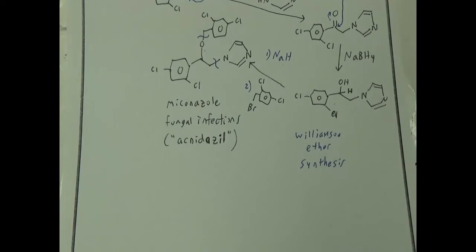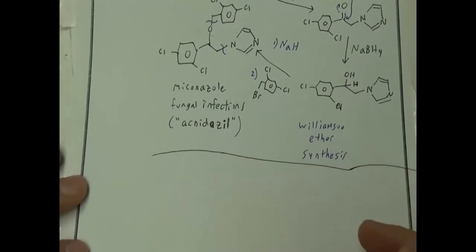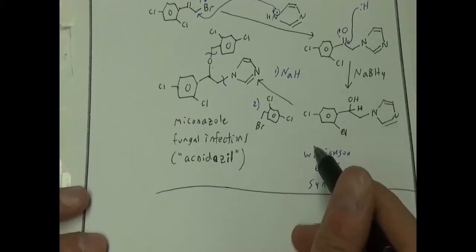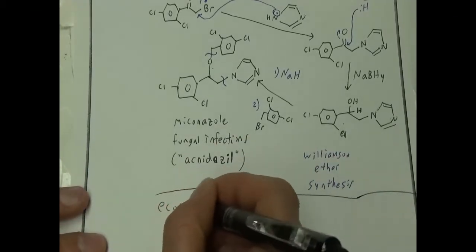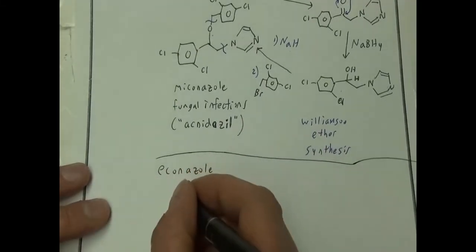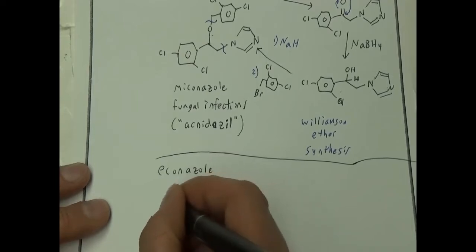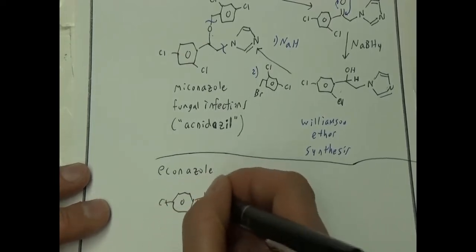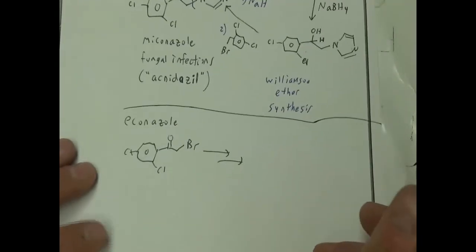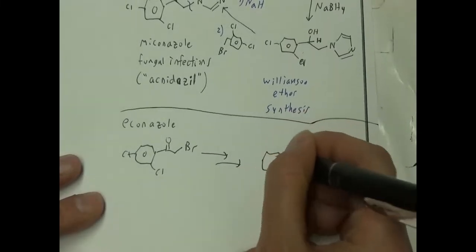Okay, so another one, same exact thing, but it just shows the generality of this kind of chemistry, is econazole. Another drug, same kind of structure, and basically what they do is the same exact thing where they have this dichlorobenzene ketone with a bromine. They do the same thing, and then basically the net result is a slightly different drug.